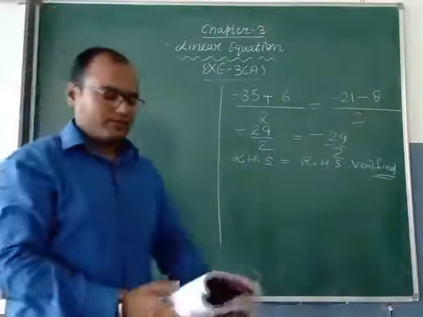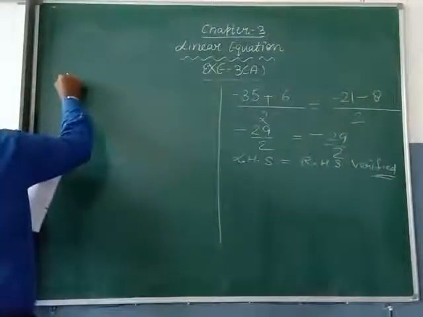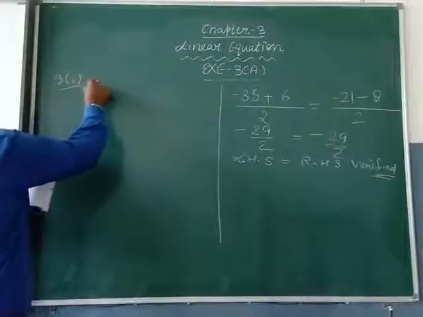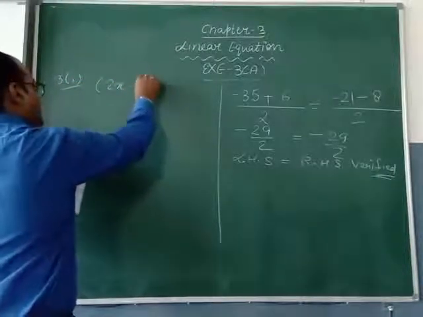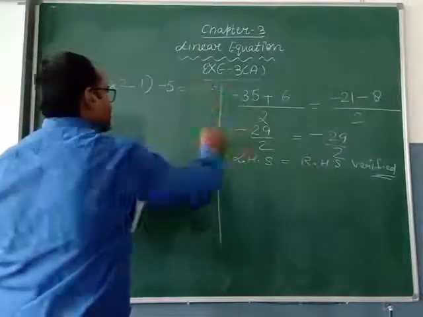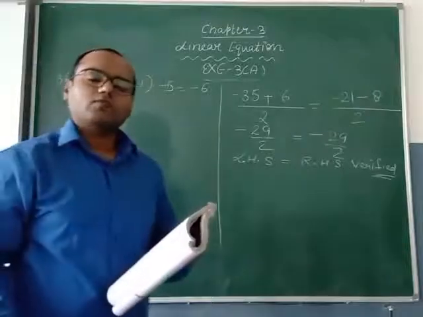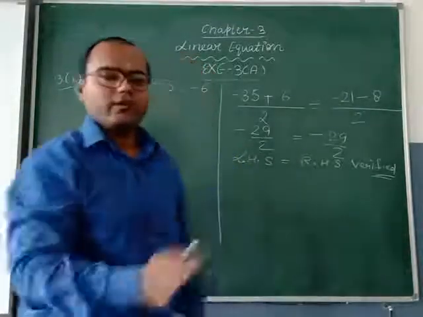Question number 3, first part. Bracket 2x minus 1, bracket close, minus 5 equal to minus 6. In the heading it is written that you have to solve. Verification is not needed, only solve. We have to solve it.